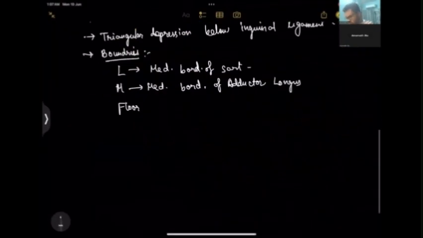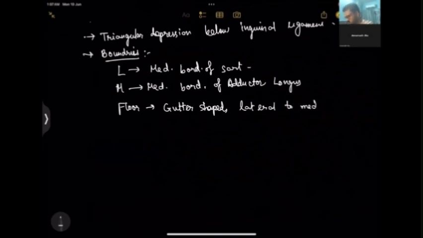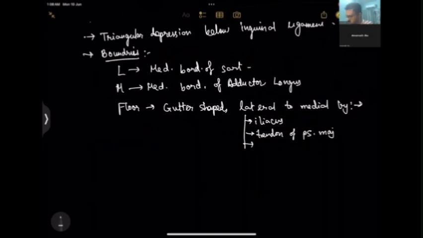Slow. Gutter shape. The floor is made up of these muscles. Iliacus. Tendon of Psoas major. Pectineus. And adductor longus.